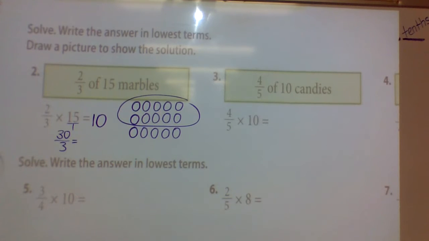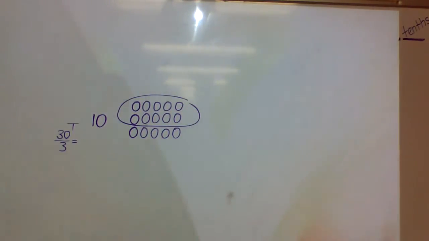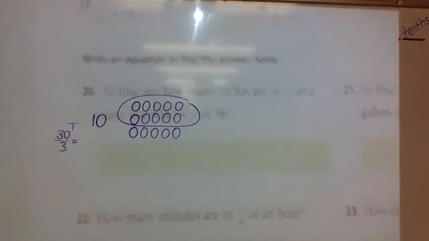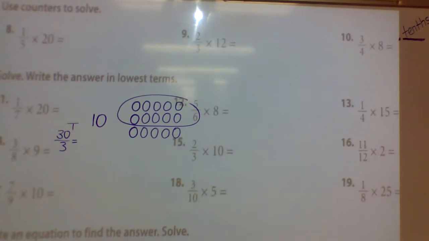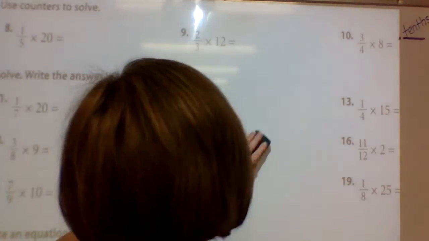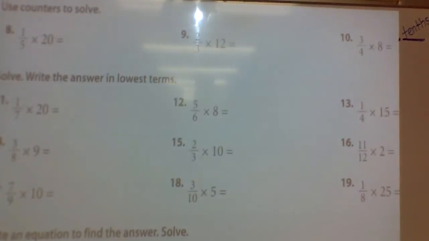All right, and then at the very bottom it says solve, write the answer in lowest terms. We've already done that. That's just like the one we did yesterday. And then at the top of the next page, turn the page. It says use counters to solve. I'm going to show you the first one. I don't want to take away your fun though. It's kind of fun.